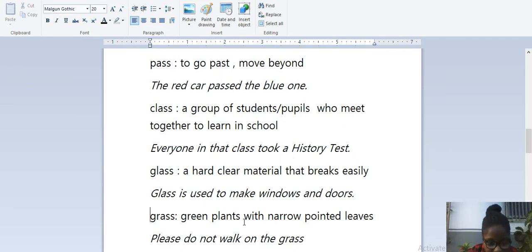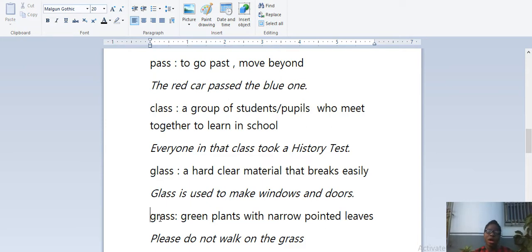Now we have grass. Those who have a problem with R and L, be very careful. Don't go and say, oh, why have you broken the grass? No, why have you broken the glass? Very bad. Don't say that. Distinguish between the two. Glass is the material that breaks easily, and then we have grass.